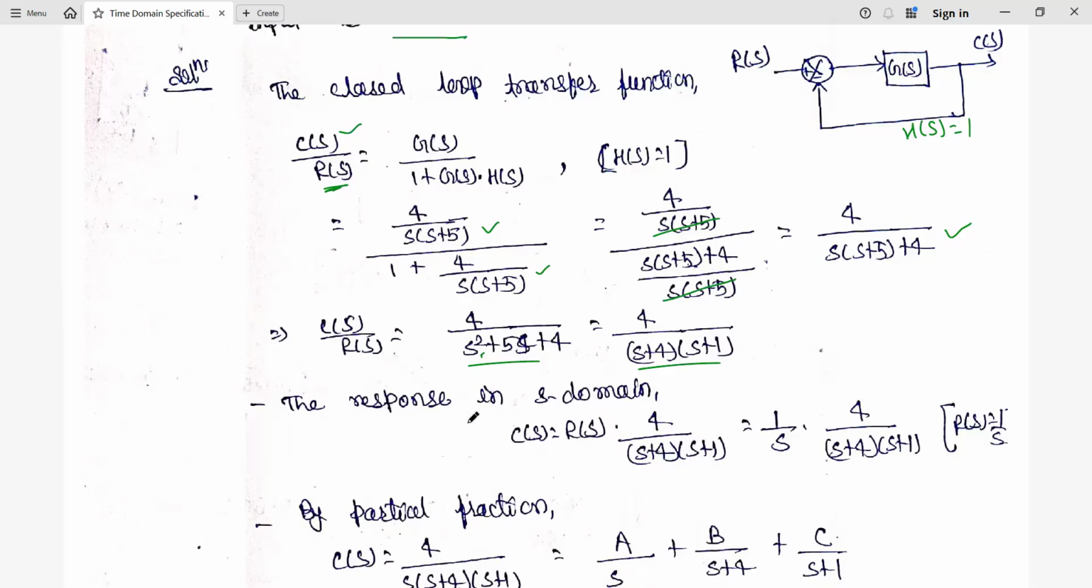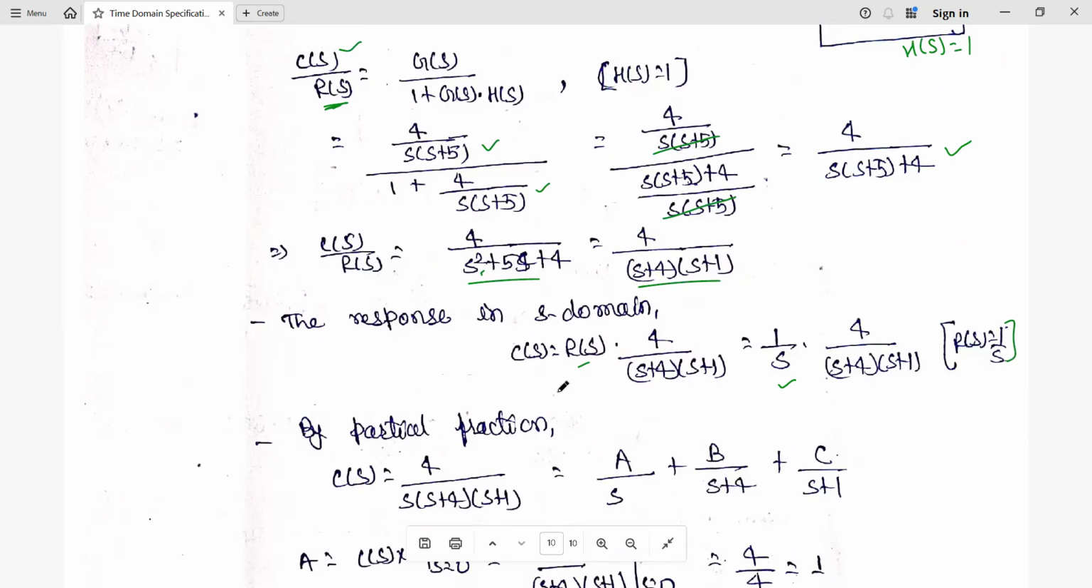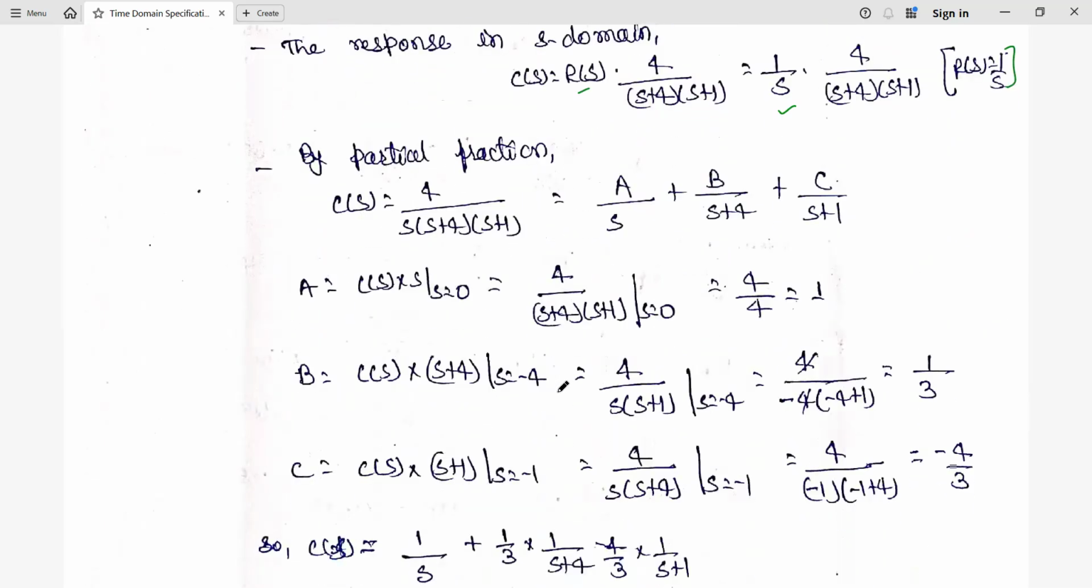Now this response we have to obtain in the S domain, so it is multiplied by the input function R(s). R(s) is the unit step input, which in the S domain is 1 by s. So we multiply here by 1 by s. Now we obtain this solution with the help of partial fraction expansion. This is the case one type that was already discussed earlier, and a separate lecture is available for that in the playlist.